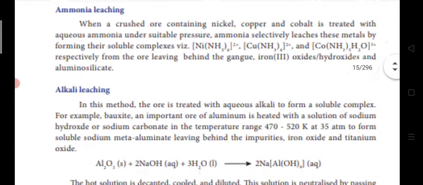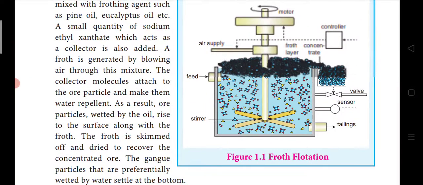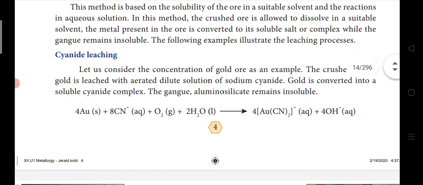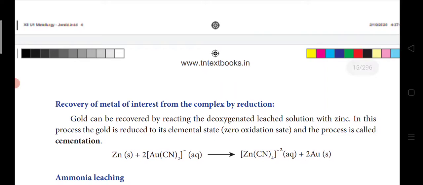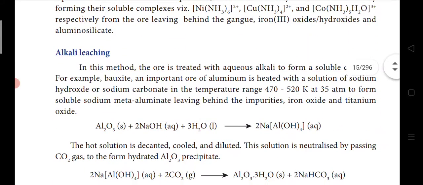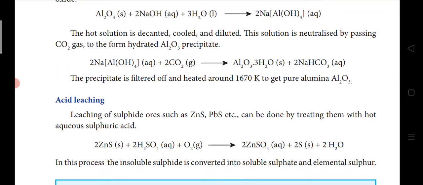Next is the froth flotation process. In froth flotation, we use a frothing agent, a depressing agent and a collector. Then leaching is based on the usage of a suitable solvent. We had cyanide leaching, which is mainly for gold, and ammonia leaching for nickel, copper and cobalt. Alkali leaching could be applicable for other metals, and acid leaching. Finally we saw magnetic separation. So these are the different methods of concentration of ores.